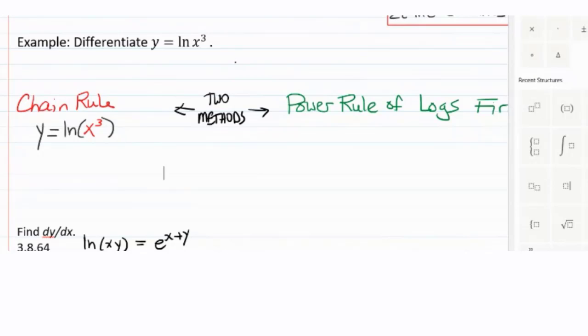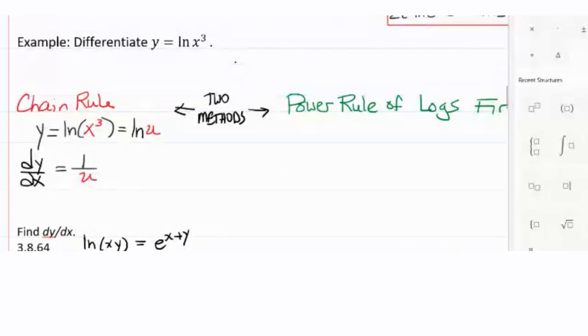In other words, maybe this will help. We're trying to find dy dx, right? But don't think of this as natural log of x cubed. Think of it as natural log of u. All right, so dy dx is going to be the derivative of the natural log of u, which is 1 over u. But since that's not an x, since the variables don't match up, that's times du dx. Okay, but u is really x cubed.